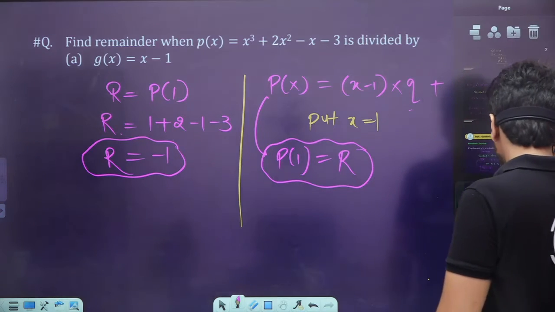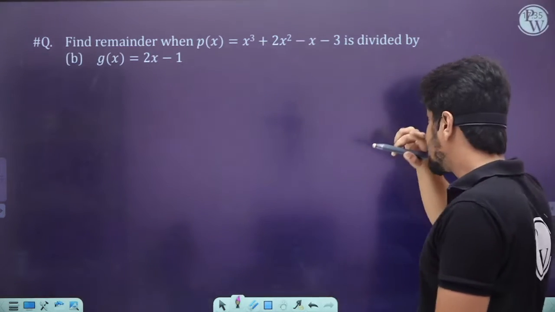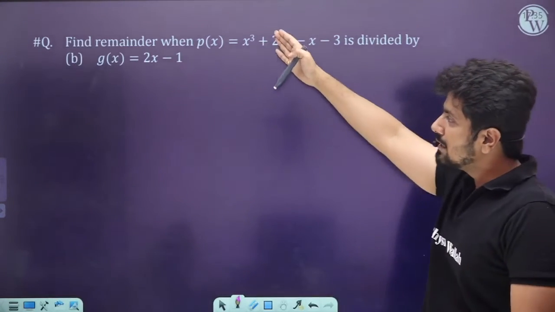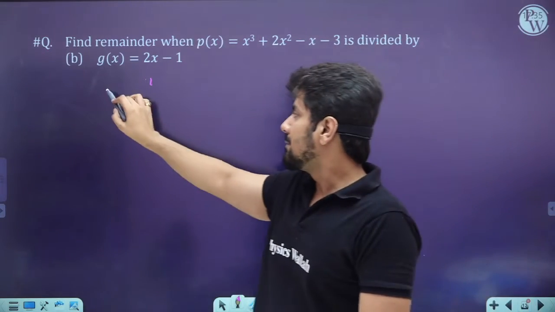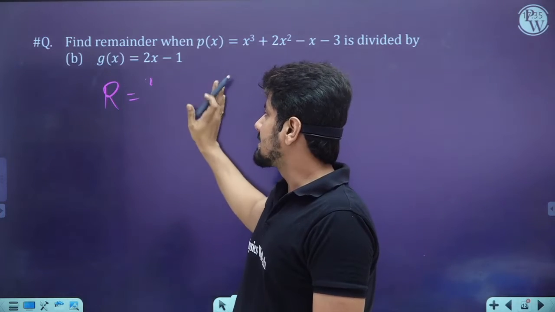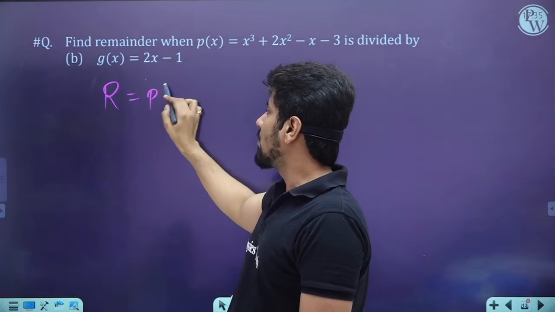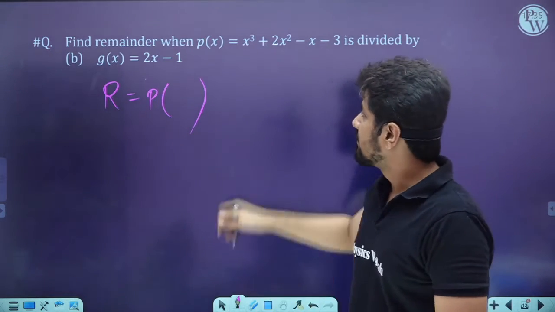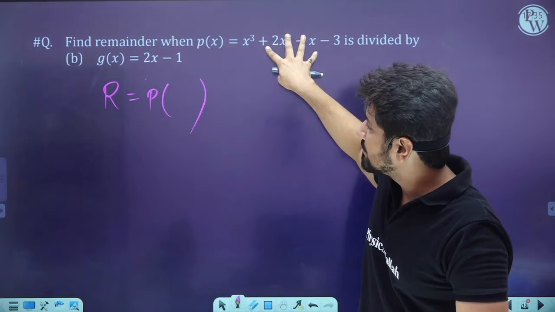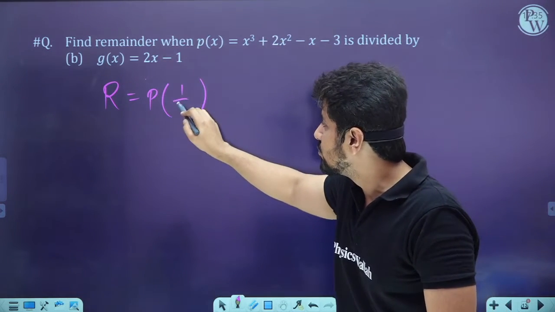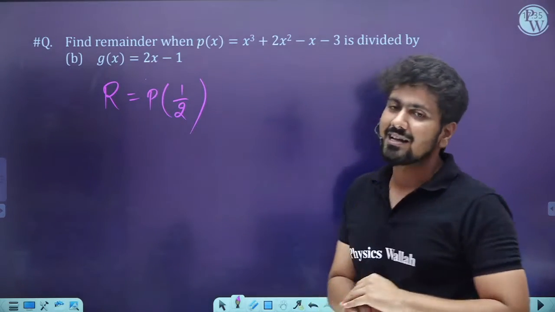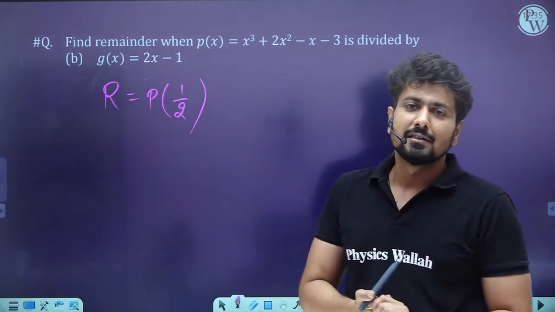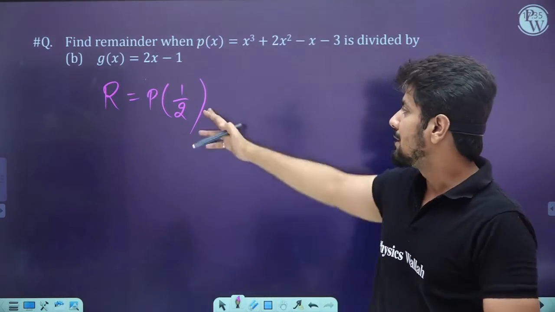Okay. Let's have a look at this question. Now if I divide this polynomial by this divisor 2x minus 1, what will be the remainder? So this time I'm putting the value of x as 1 by 2 in this polynomial, because at x is equal to 1 by 2, this divisor expression is becoming 0. P of 1 by 2 will be the remainder.